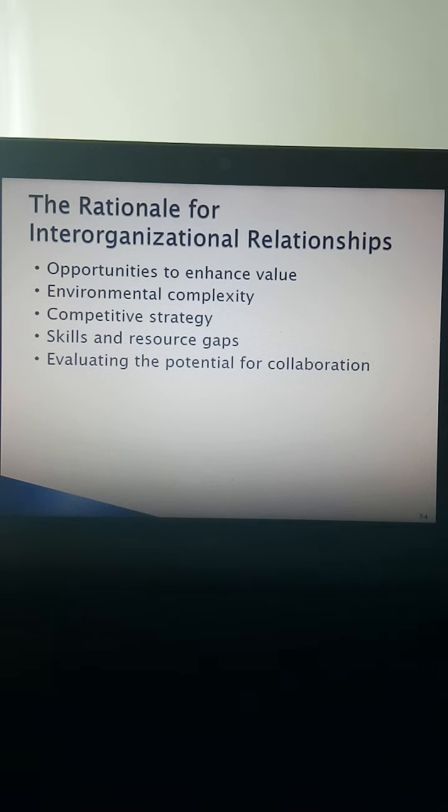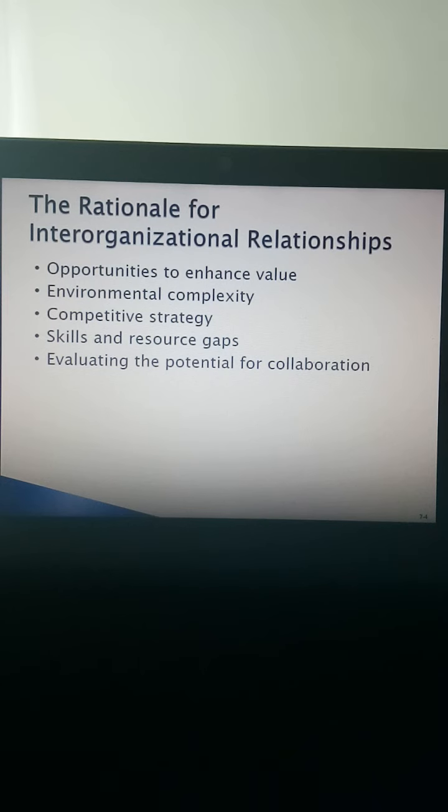Alright, the rationale for interorganizational relationship number 5 is evaluating the potential for collaborations. Collaborative relations may include shared activities such as product and process design and cooperative marketing programs. They also include long-term supply contracts and applications assistance.